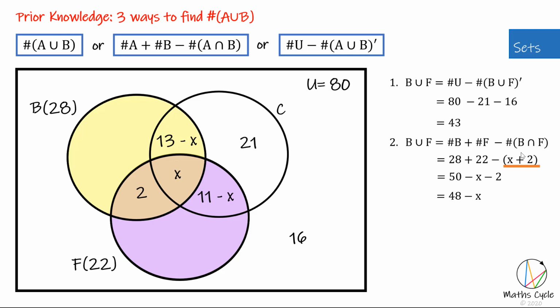Okay. So now what we have is two answers for the same thing, B union F. So that means that the 43 must be equal to the 48 minus x. So we're going to put 1 and 2 equal to each other and solve. Okay, so 43 equals 48 minus x. Now obviously you can see what number from 48 equals 43. Obviously x is 5. Okay. Using your rules applied to balancing equations, we add x to both sides and we subtract 43 from both sides, and that will get me my x equals 5.